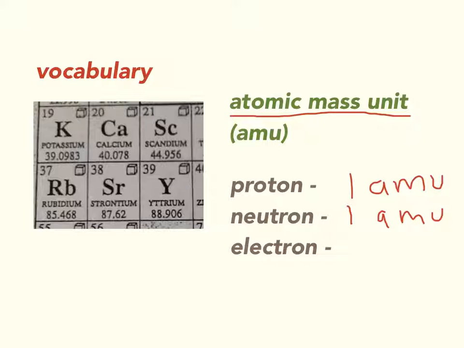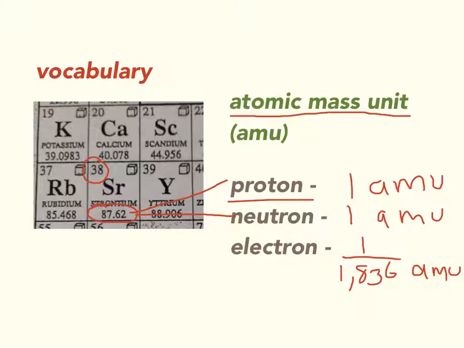Take a look at strontium here. Strontium has an atomic number of 38. Well, that means it's got 38 protons. Its atomic weight is 87.62, but that's a weighted average, and that number is protons and neutrons combined. So that's where we get most of the mass. The electron has such a small mass, it is almost 1/1,836th of an AMU. So an electron almost has no mass when you compare it to the masses of a proton and a neutron.